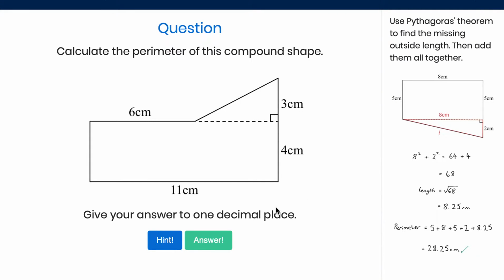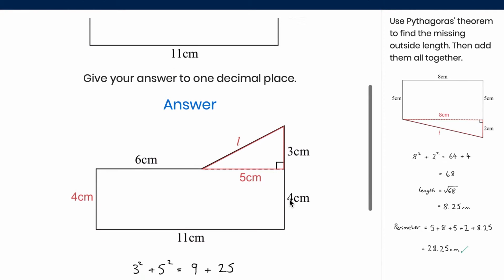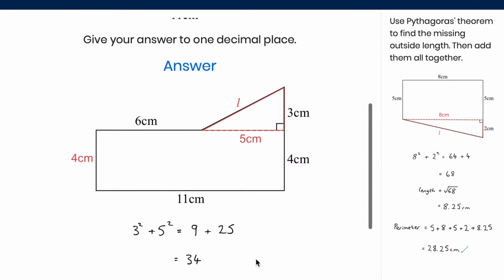Okay, so here is the answer. Again, we're going to first use Pythagoras' theorem to find the slope of the triangle. The height of this triangle is 3 centimeters and the base is 5 centimeters, because if the width of the rectangle is 11 centimeters, then 11 take away 6 is equal to 5. So, looking at this triangle, squaring the 2 sides and adding, we get 3 squared plus 5 squared is equal to 9 plus 25, because 3 squared equals 9 and 5 squared is equal to 25, and so 9 plus 25 is equal to 34.